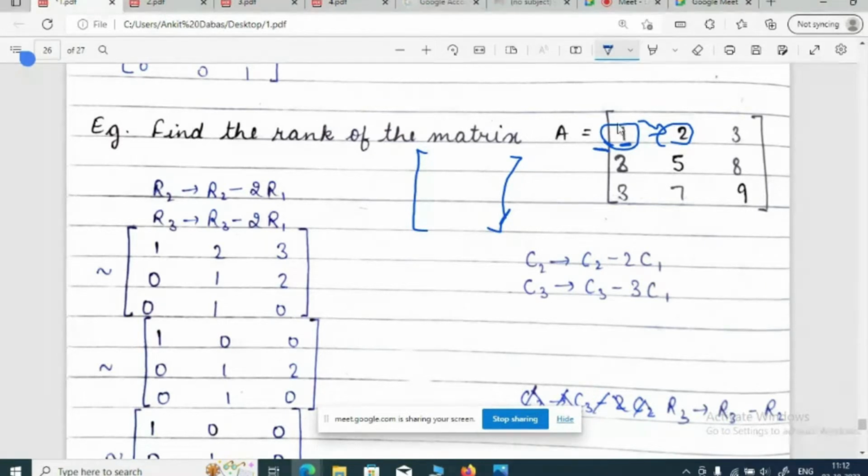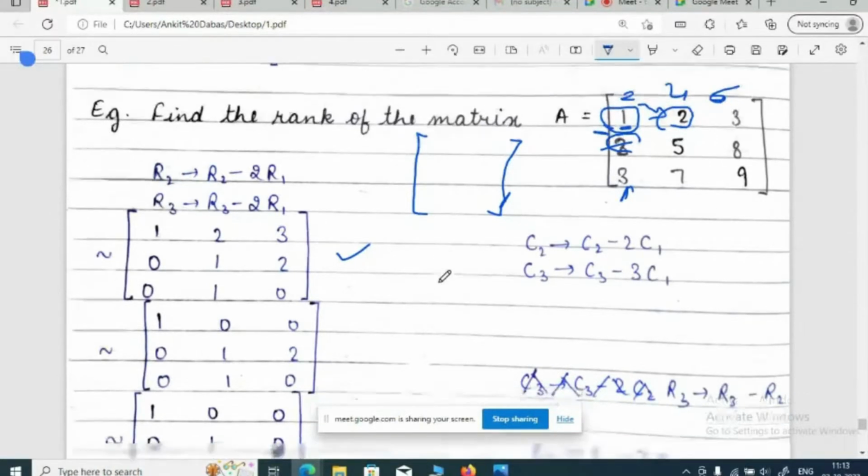Once you have made the first entry non-zero, convert the entries below that entry into 0 by multiplying by respective scalars. For example, here we had 2. So what we will do, we will multiply row 1 by 2 and subtract it from the second row. When we multiply this by 2, we get the entries 2, 4, and 6. And then we subtract this from row 2, so we get 0, 1, and 2. Similarly, for the third row, to make this entry 0, we have to multiply the first row by 3 and then subtract it from here. So this is the matrix that we will get.